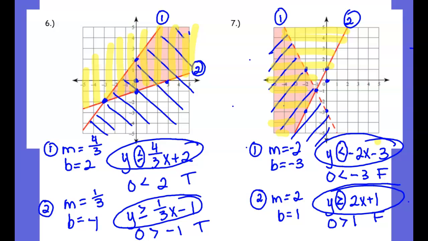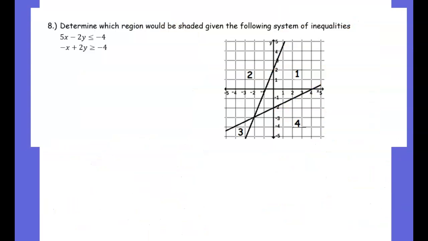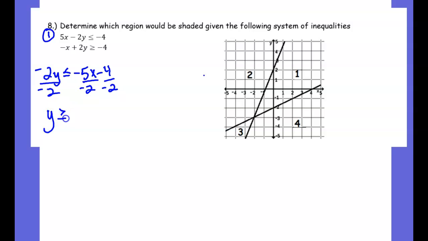All right, so let's see what happens with number 8. It says determine which region would be shaded given the following system of inequalities. In order to do that, you could do this one a couple of different ways. You can put them both into slope-intercept form and just try to figure out the graph, or you could put them both into Desmos and see the shaded area. But I'm going to take the first one and put it into slope-intercept form. Negative 5x minus 4, and then I divide by negative 2. Now remember, I'm dividing both sides by a negative here, so I've got to flip my inequality sign.